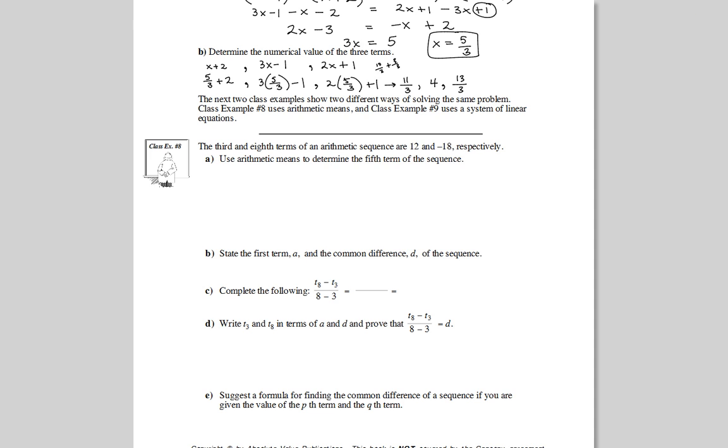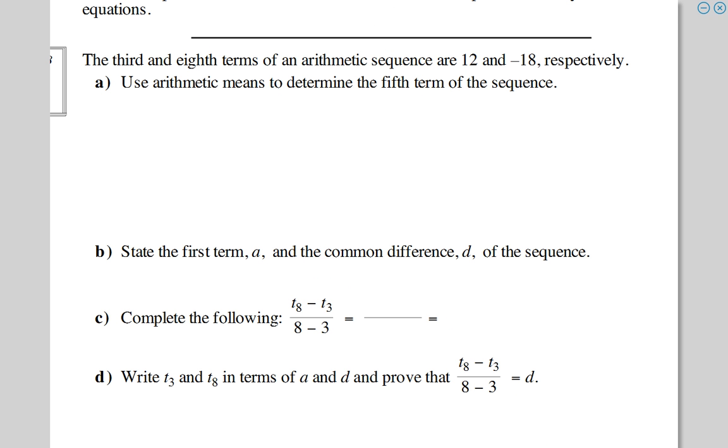So the third and eighth terms of a sequence are 12 and negative 18. So T1, T2, T3 is 12, T4, T5, T6, T7, and then T8 is negative 18.